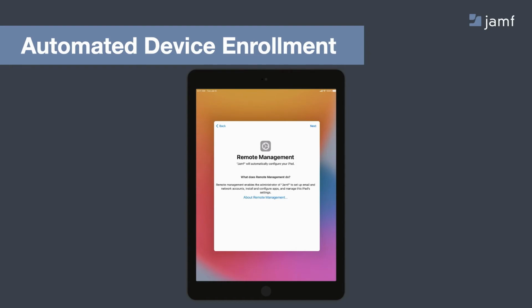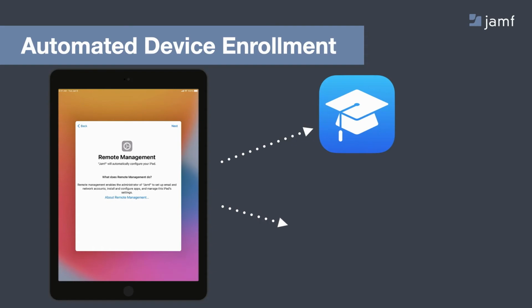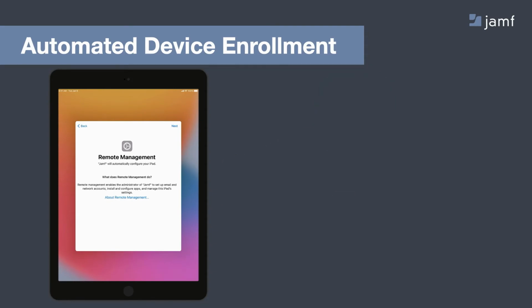When it's powered on for the very first time, the user will select the country, language, and join a network. At that point, all devices go through an activation process, which in our case connects to Apple School Manager and then to Jamf, our MDM. Once the Jamf server is connected, the user gets presented with this remote management screen, indicating that the device will now be managed and supervised.